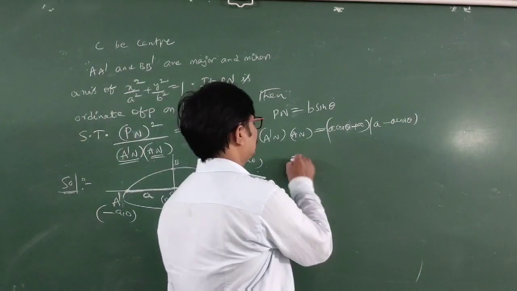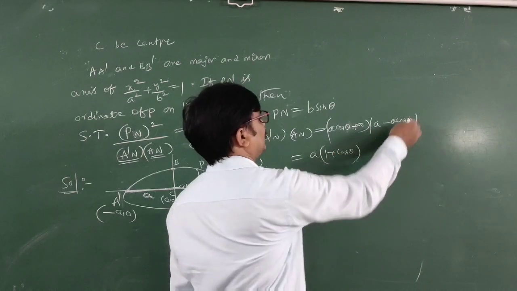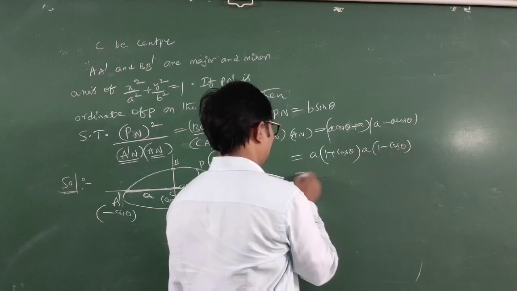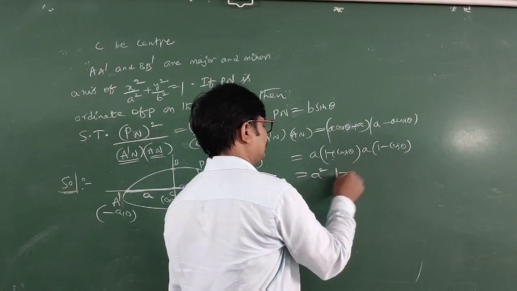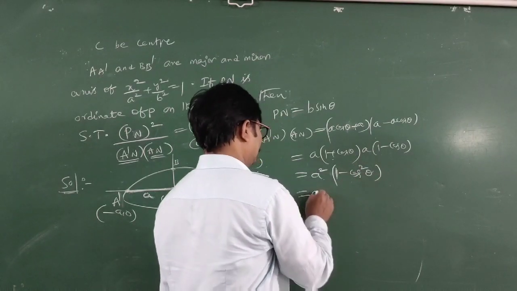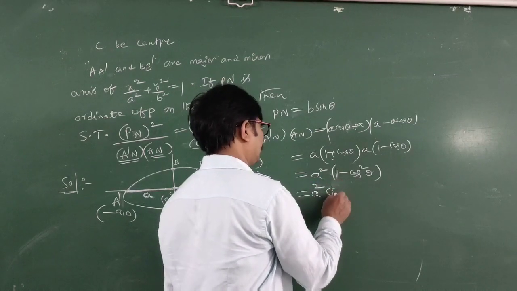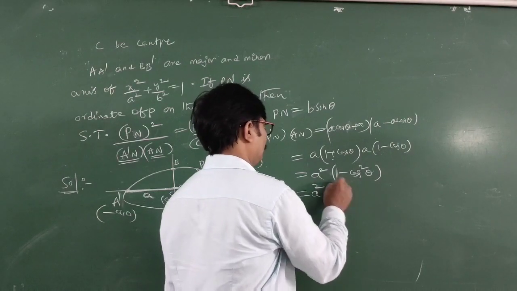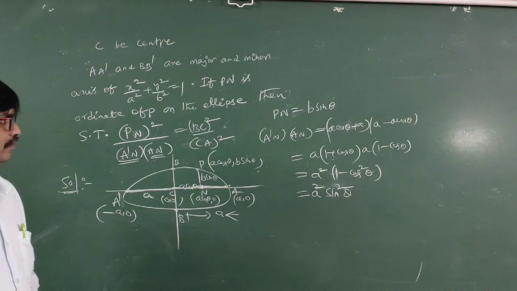So students, the common factor is A. A into 1 plus cos theta. Here also common A, 1 minus cos theta. A into A is A square. A plus B into A minus B is A square minus B square. That is 1 minus cos square theta, which is sin square theta.